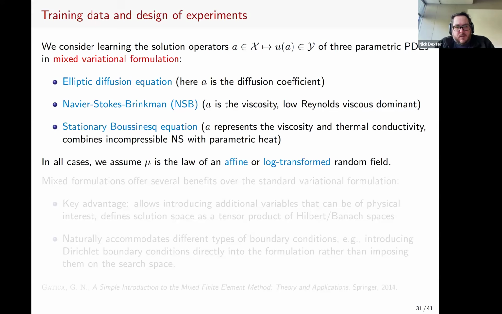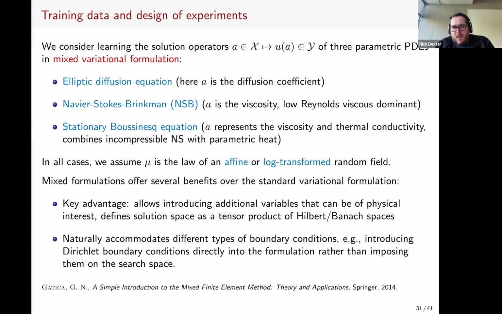The problems we're going to look at are the elliptic diffusion equation, where A is the diffusion coefficient; Navier-Stokes-Brinkman, or NSB, where A is the viscosity and we're considering a low Reynolds number, viscous dominant problem; and the stationary Boussinesq equation, where A represents the viscosity and thermal conductivity and combines incompressible Navier-Stokes with parametric heat. In all cases, we assume mu is the law of an affine or log transform random field.